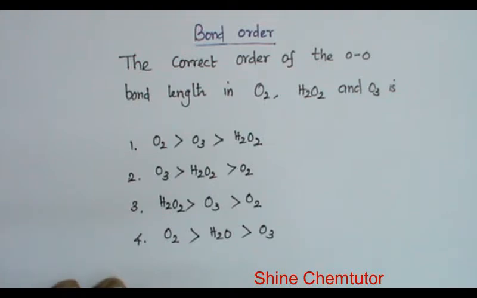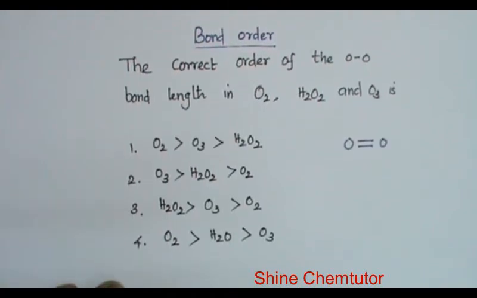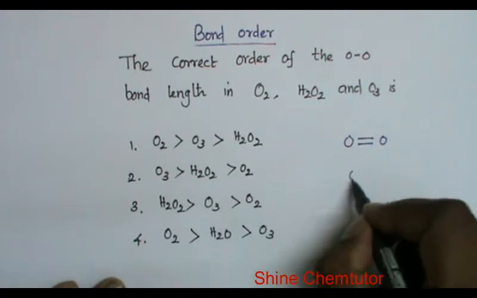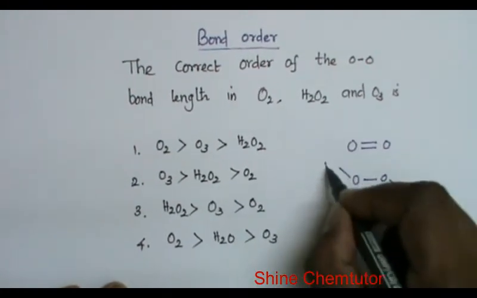In order to solve this, you should know the bond order between the oxygen-oxygen atoms. The bond between oxygen in O2 is a double bond. When you go for hydrogen peroxide, it is a single bond.